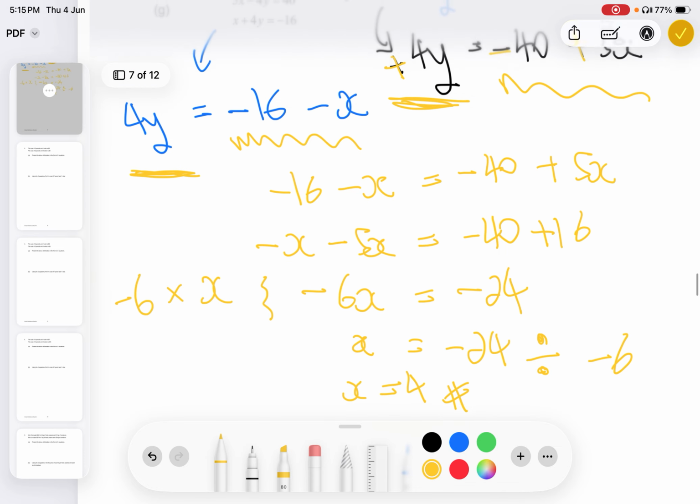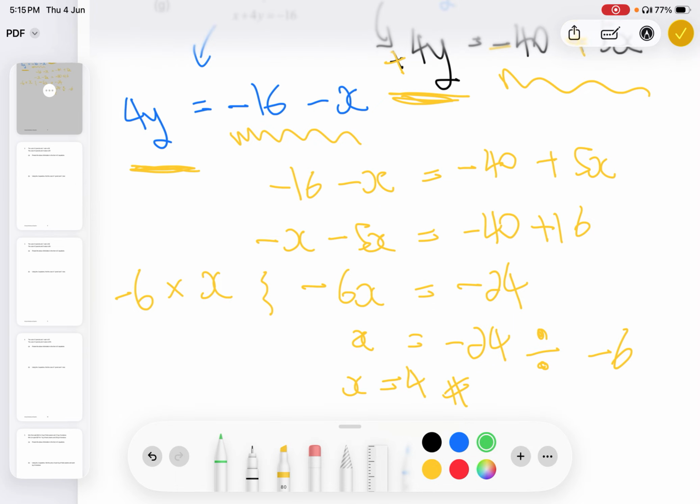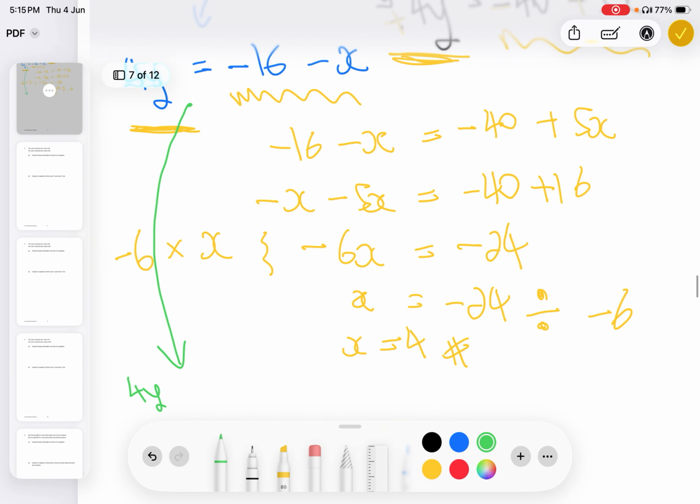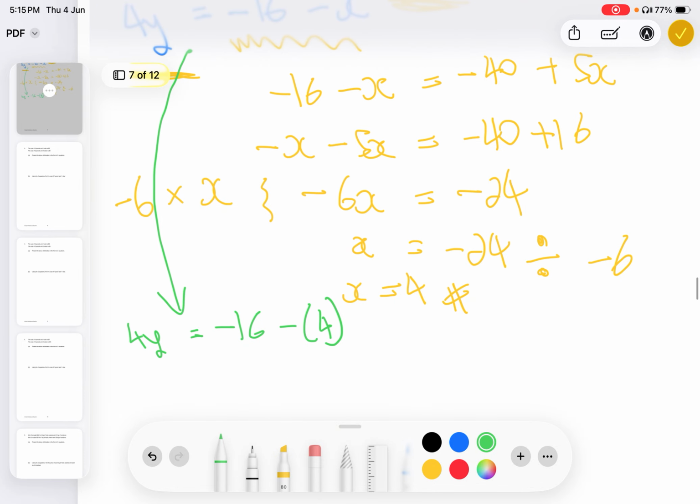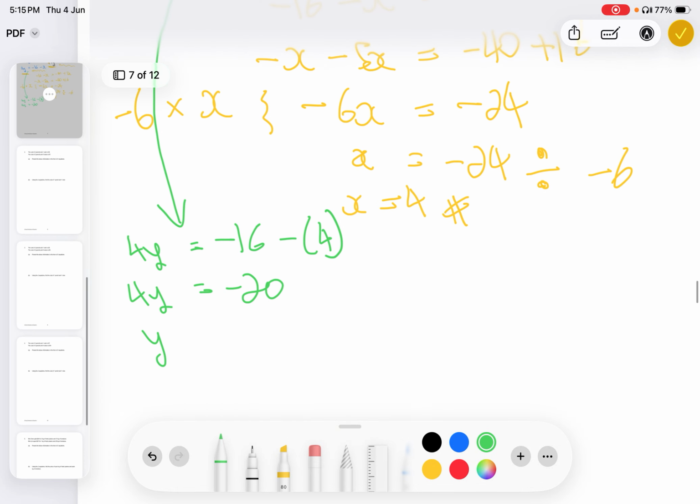Okay for this. Then let me use this to solve for y. So 4y equals minus 16 minus 4. My x is 4. Then I press calculator. This is minus 20. My y will be minus 20 divided by 4. So my y will be negative 5. Okay for this. In this manner, this will be the answer for this. Okay for this part.